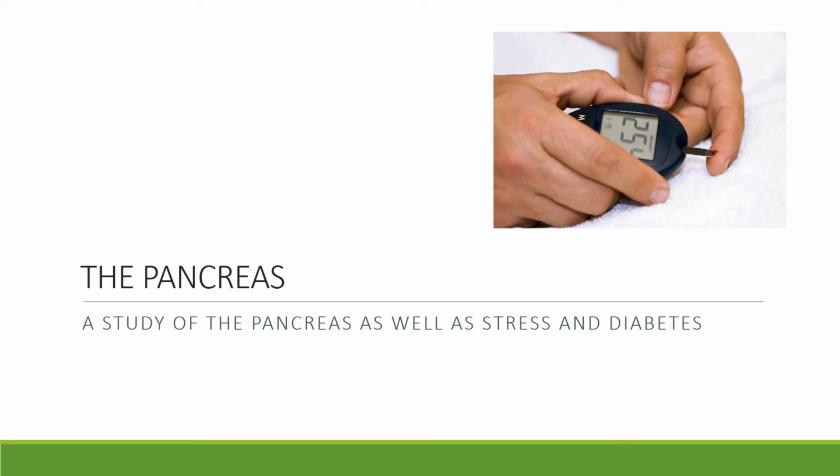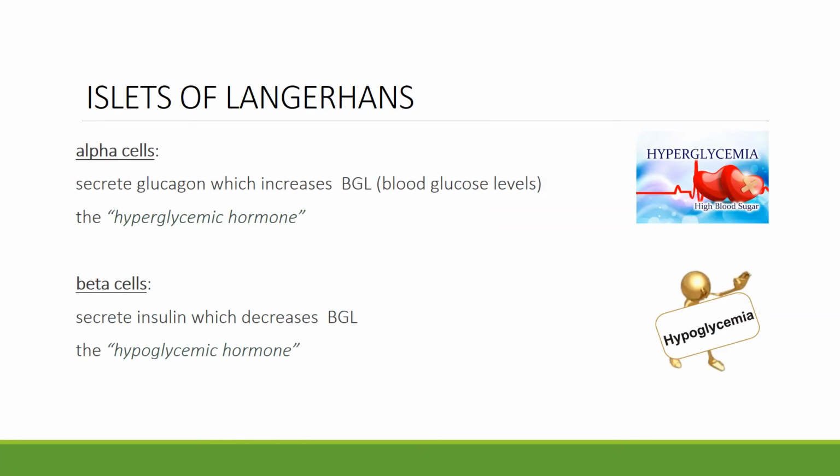In this lecture, you'll look at the pancreas as well as diseases and disorders like stress and diabetes. During the last lecture, you learned that the pancreas is both endocrine and exocrine in nature. The endocrine portion is the islets of Langerhans, and it is composed of alpha cells which secrete glucagon, which increases blood glucose levels, and because it does, it's known as the hyperglycemic hormone. It also contains beta cells that secrete insulin, which decreases blood glucose levels and is known as the hypoglycemic hormone.